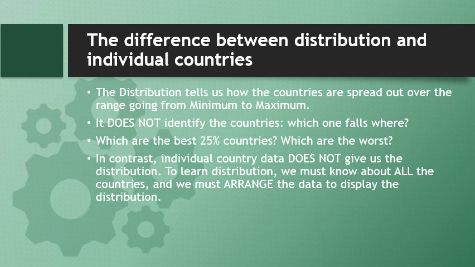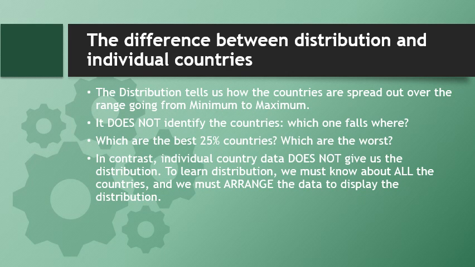The distribution is a difficult concept to actually grasp fully. It's a little bit technical, but as a first approach, you can think of it as the 5 quartiles, as a first approximation, and it tells us where the countries lie, all of them together. It does not identify which country is where and which are the best 25% and which are the worst 25%, although it tells us the range which is occupied.